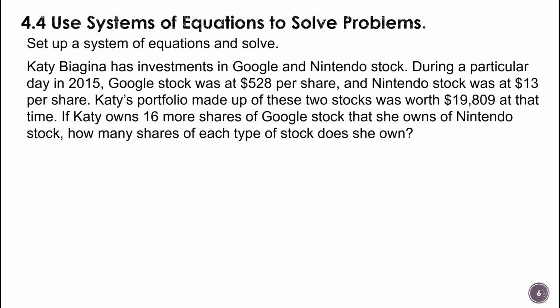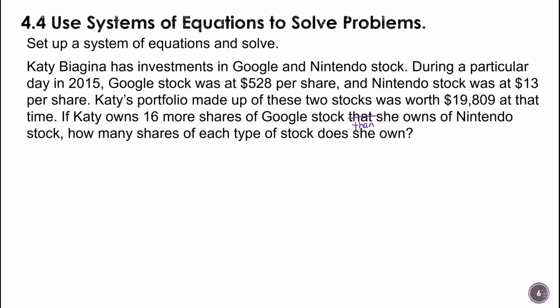All right, next. Katie Biagina has investments in Google and Nintendo stock. During a particular day in 2015, Google stock was at $5.28 per share and Nintendo stock was $13 per share. Katie's portfolio, made up of these two stocks, was worth $19,809 at the time. If Katie owns 16 more shares of Google stock than she owns of Nintendo stock, how many shares of each type of stock does she own?